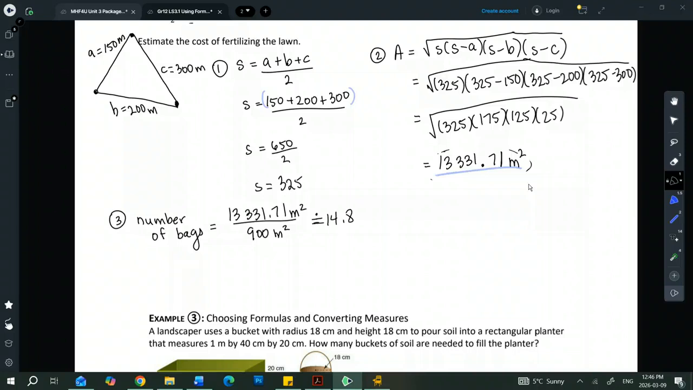Can I buy 0.8 of a bag though? So how many bags does she need? Or they? I think it says she. Okay, so therefore 15 bags. In there. 13,331.